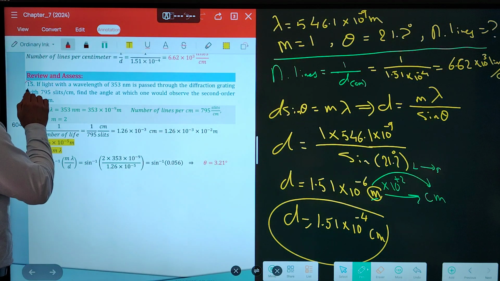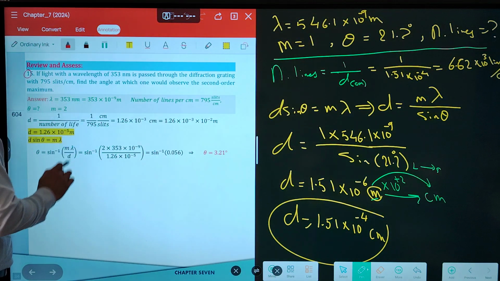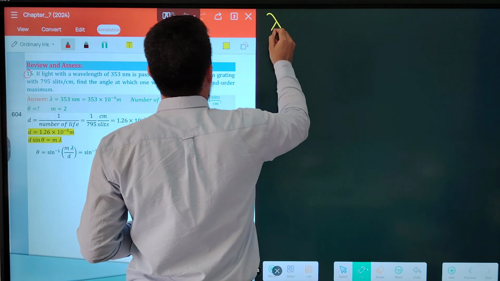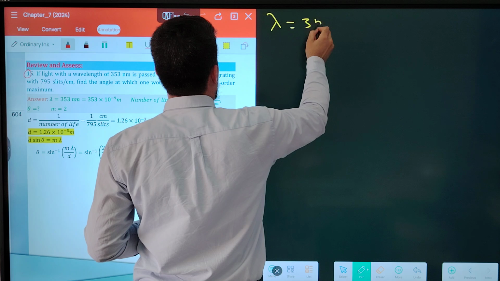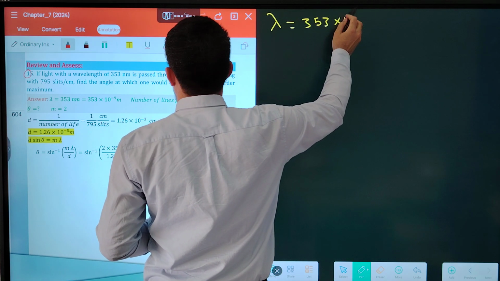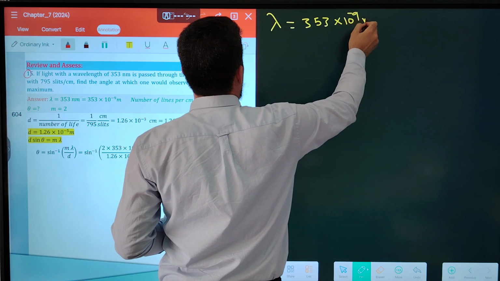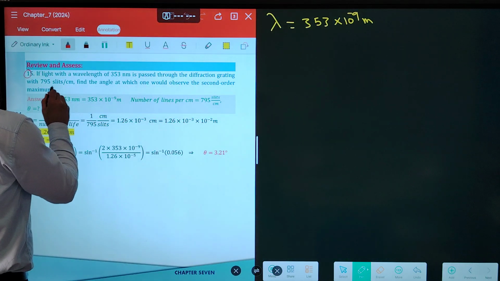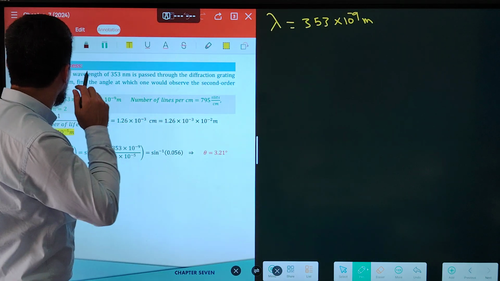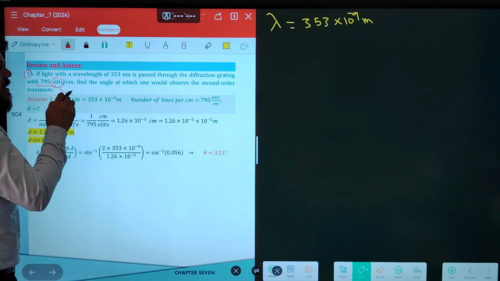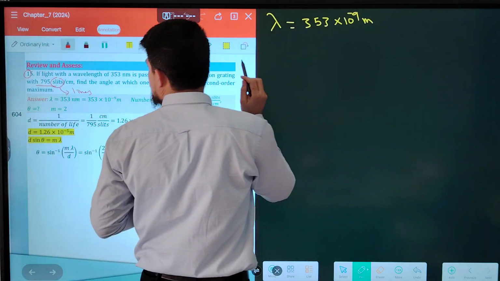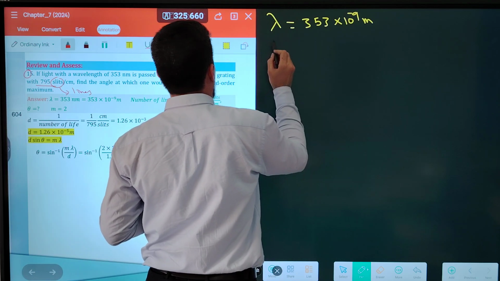Question 15 in review and assess. If light with wavelength 353 nanometer, wavelength is equal to 353 times 10 to the power negative 9 meter, is passed through a diffraction grating with 795 slits per centimeter. Slits also means lines, okay? How many lines per centimeter do we have? 795.